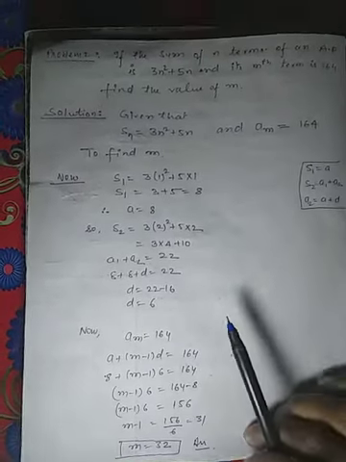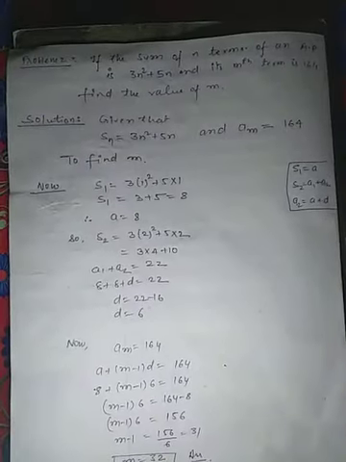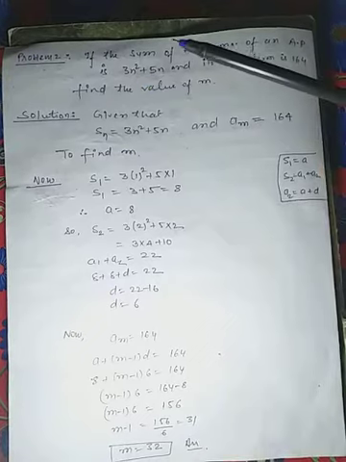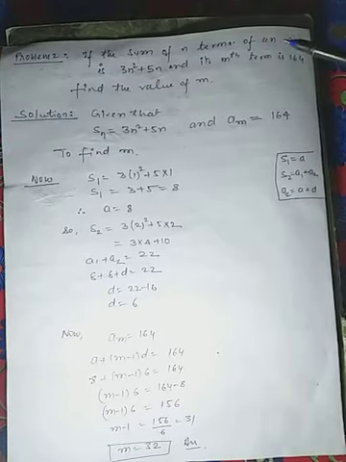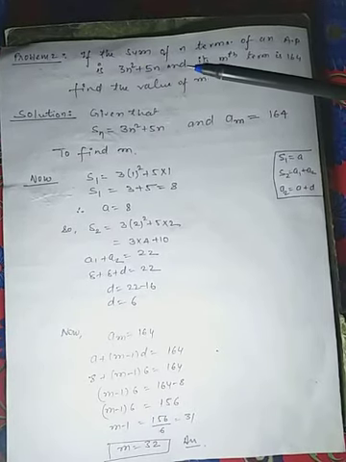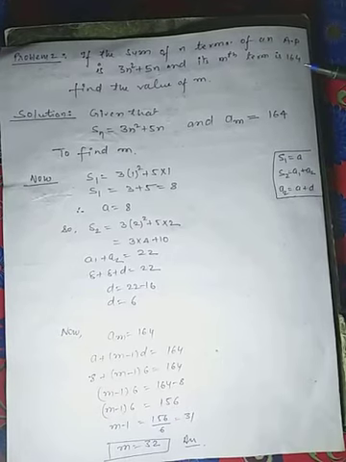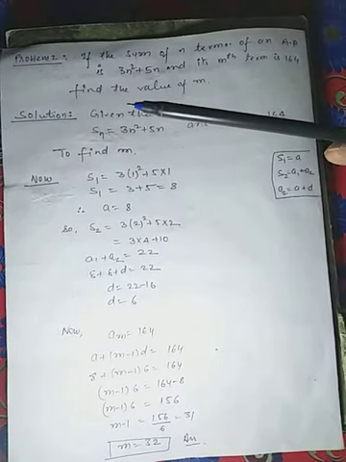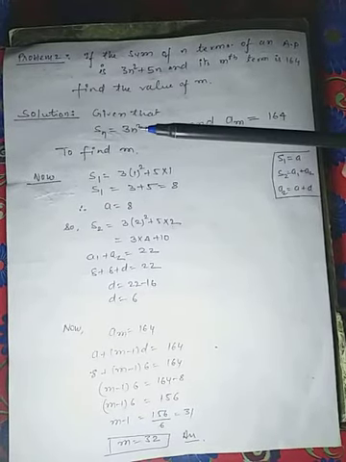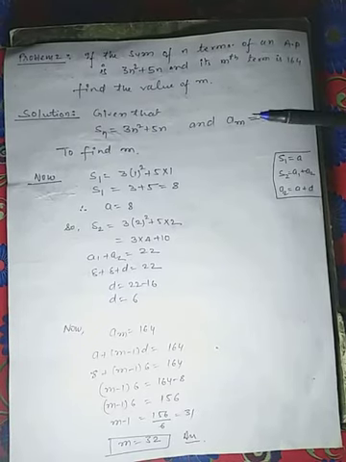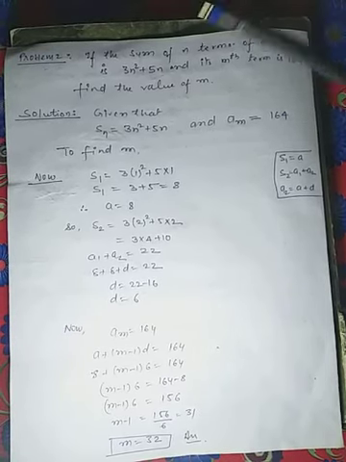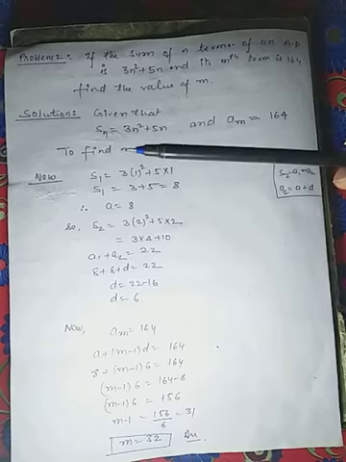Next problem is problem 2. If sum of n terms of an AP is 3n square plus 5n and its mth term is 164, find the value of m. Given that Sn is 3n square plus 5n and am, that is mth term, is 164. So we did find m.